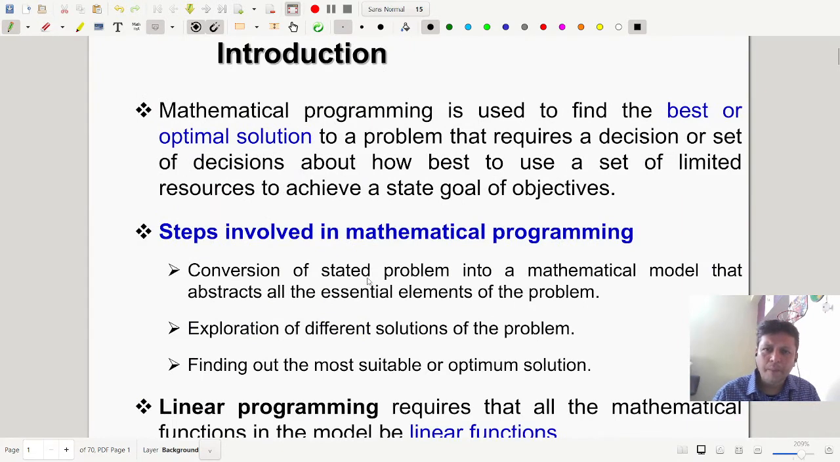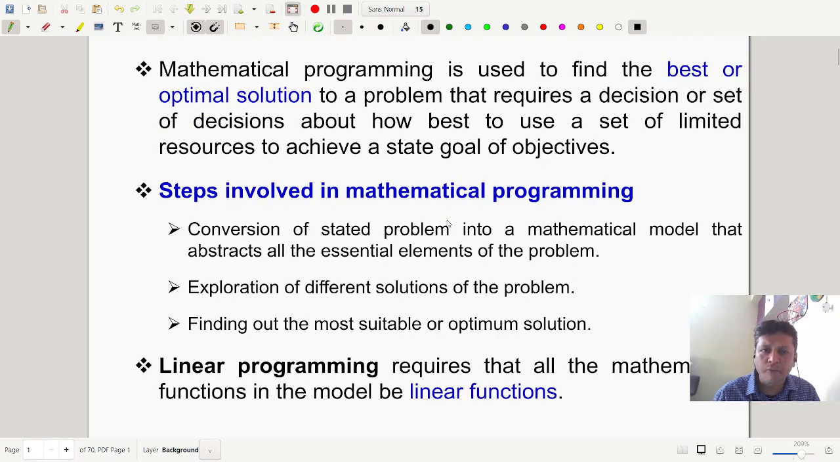So mathematical programming is used to find the best or optimal solution to a problem that requires a decision or set of decisions about how best to use a set of limited resources to achieve a set of goals or objectives. So basically, mathematical programming leads to the best or optimal solution with the resources you have.